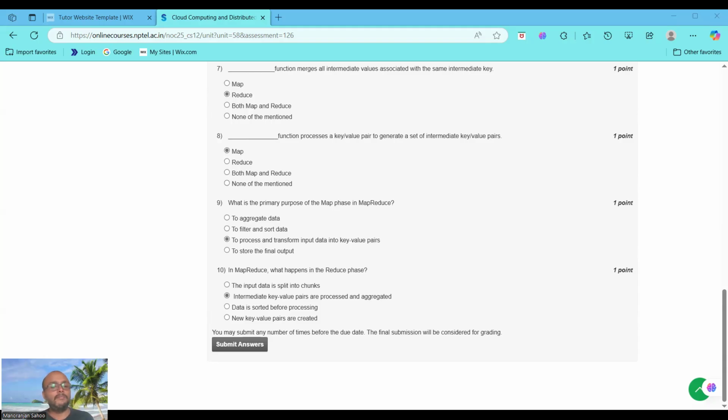What about option A? The input data is split into chunks, which means splitting is pre-map. What about option C? Data is sorted before processing, which means sorting happens before reduce, not in it. New key value pairs are created means map creates new pairs, reduce refines them. So the most correct option is B.